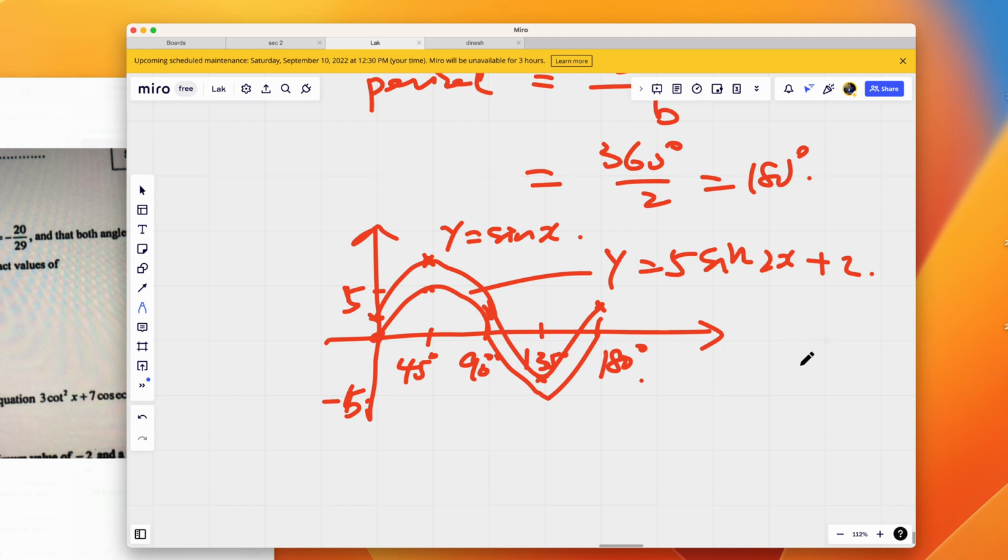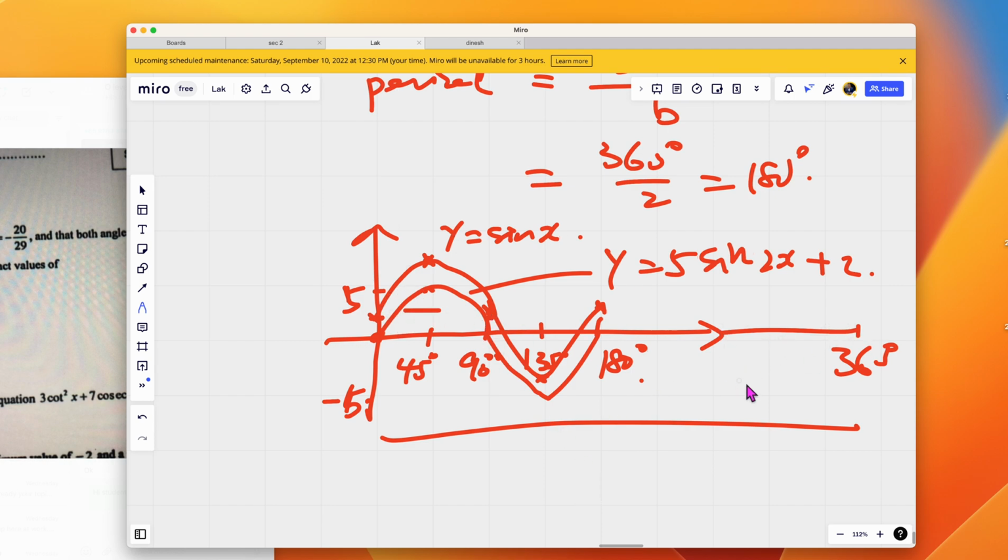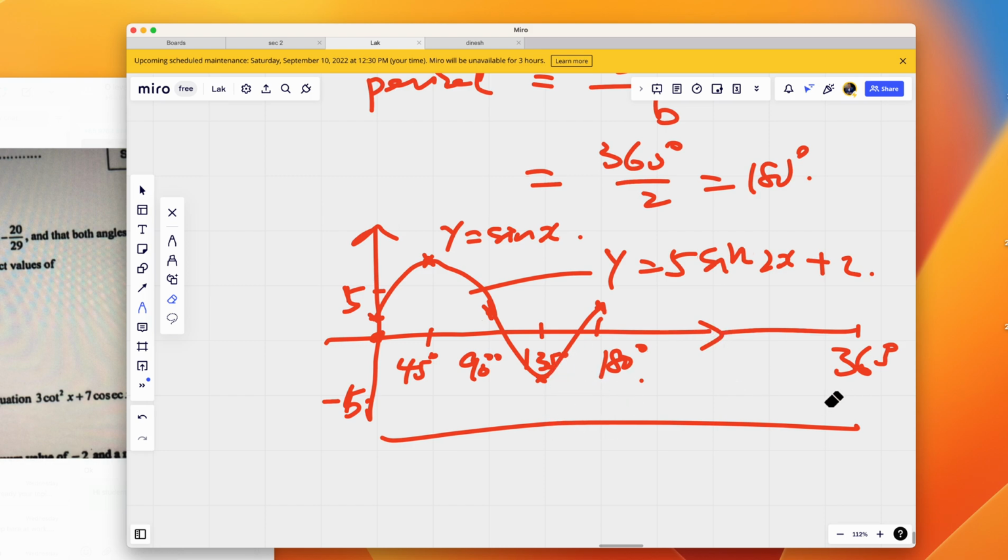But if they want you to show the 360, you show another cycle. Let's say they say you must draw from 0 to 360. I have drawn until 180, so you just repeat this. The original one no need, so you just repeat this over here. Understand?